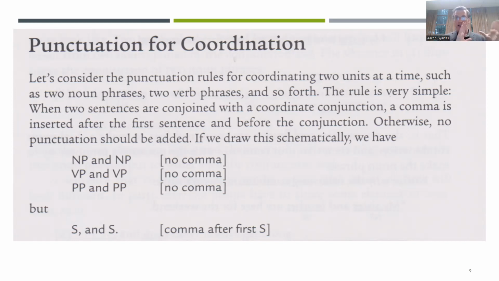I've completed one complete thought. And now I'm joining this sentence to another sentence. If there's no comma, then your reader will be under the impression that you're continuing the same sentence, you're continuing the initial thought, and that's not what we want.